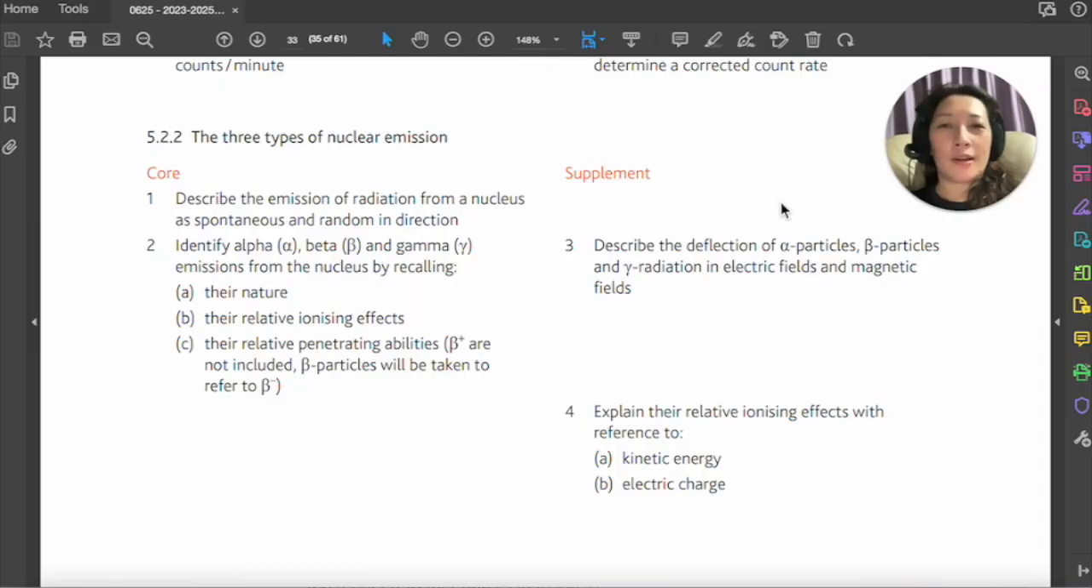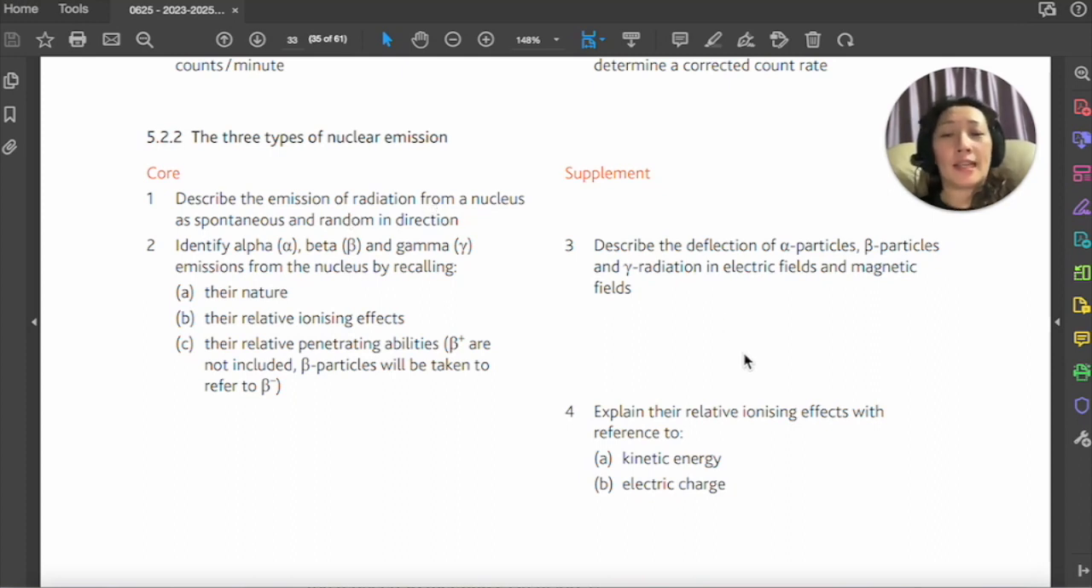In case you're wondering, how do we tell what factors we actually need to write in this exam paper? One way to tell is to be familiar with the syllabus. What we're looking at here is one of the pages in the IGCSE Physics paper for the syllabus of 2023 to 2025. On this page is the list of things we need to know in terms of the nuclear emission.